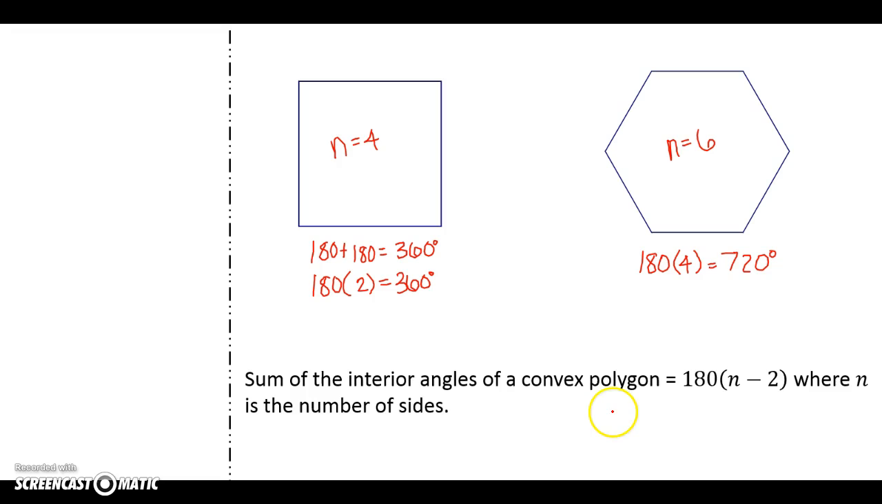So if I wanted to know how many degrees are in a pentagon, so pentagon is a 5-sided figure, I would do 180 times (5 minus 2), and that would tell me how many degrees the 5 angles in a pentagon would add up to equal. So we'll do some examples over how you're going to use that information here shortly.